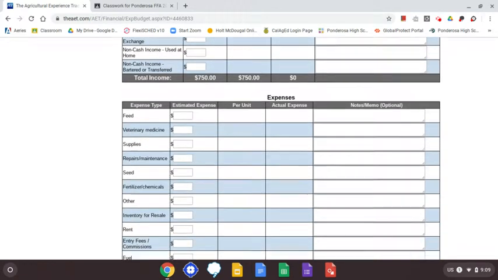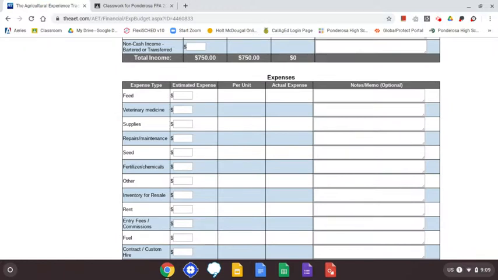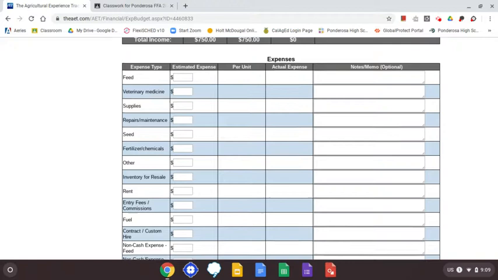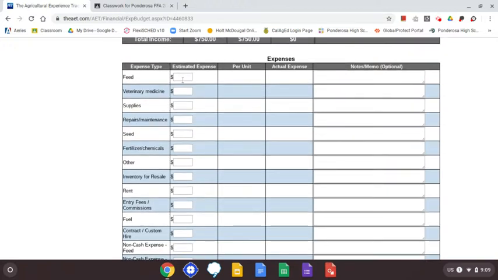On the expenses on the bottom, and remember, this is all just an estimation. You can't really do a budget wrong. You're just looking ahead to what you think will happen. So this one gets a little bit confusing for students because they'll put in feed. So let's put what we think you're going to spend in feed. Veterinary medicine, hopefully not very much. Supplies. We try to provide most of the equipment for you, so those are just supplies.